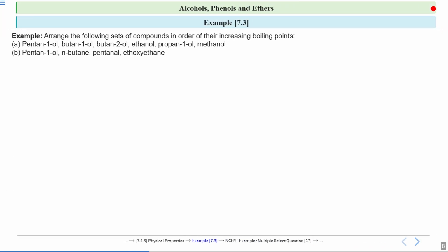Okay students, now whatever I've taught you, we will solve some questions. It will help you to understand more. The question says: arrange the following sets of compounds in order of their increasing boiling points. Set A and set B are given to you. You have to arrange them in order of increasing boiling point. Set A is pentan-1-ol, butan-1-ol, butan-2-ol, ethanol, propan-1-ol and methanol. And set B is pentan-1-ol, n-butane, pentanal and ethoxyethane.